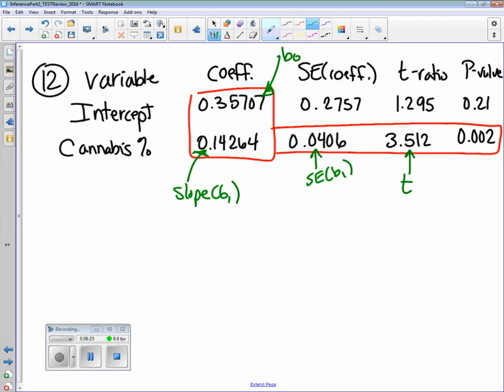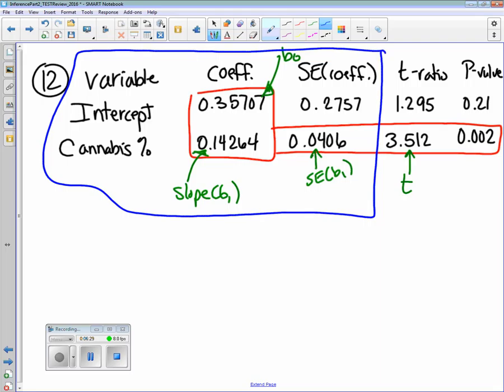I'm going to tell you that on your test, you're not going to be given that. On your test, you're only given what I've circled in blue. So you're going to have to find these two numbers over here by yourself. Can you do that? How do I find 3.512 if I wasn't given it? Do you remember what the formula is?